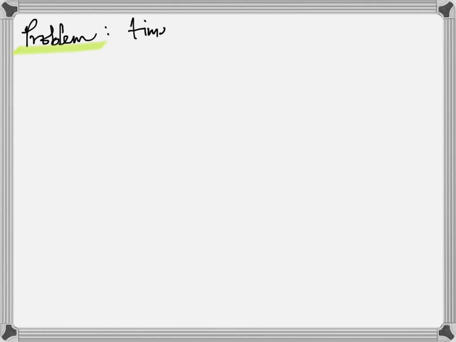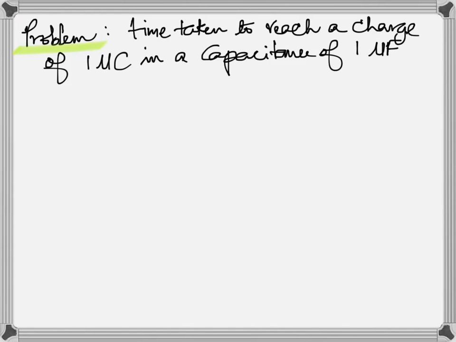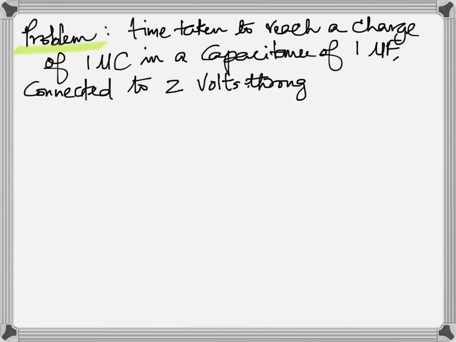Okay, I actually wrote down the problem in a short form there. Find the time taken to reach a charge of 1 microcoulomb in a capacitance of 1 microfarad when connected to a 2-volt battery. And this is done through a 1 mega ohm resistance.